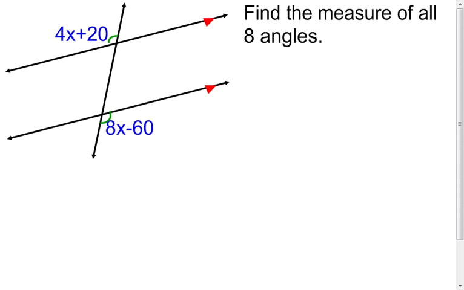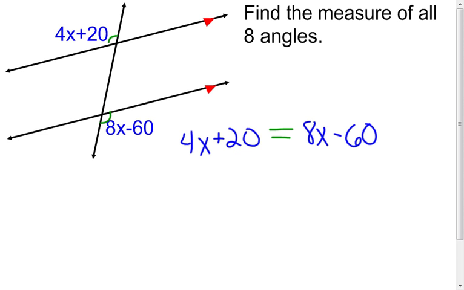I just told myself that the alternate exterior angle measures have to be equal. So if I write them both down, and I say that they're both equal, well, now I have an equation and I can solve it.